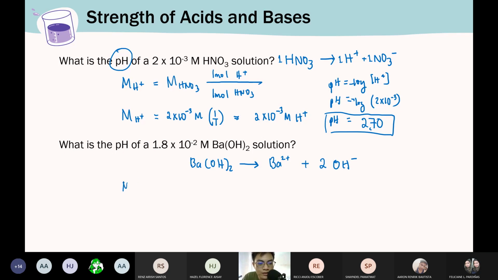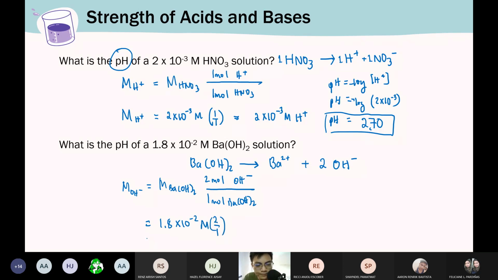So, given that, let's solve first for the molarity of the hydroxide ion. We have the molarity of barium hydroxide times the mole ratio. So 1 mole of barium hydroxide will give us 2 moles of hydroxide anion. Basically, I need to multiply this by 2, so times 2 over 1. So 1.8 times 2 is 3.6, di ba? So 3.6 times 10 to the negative 2 molar is the concentration of OH.